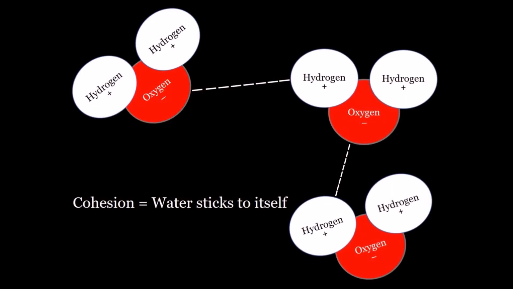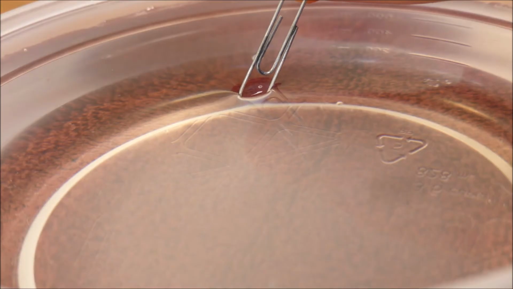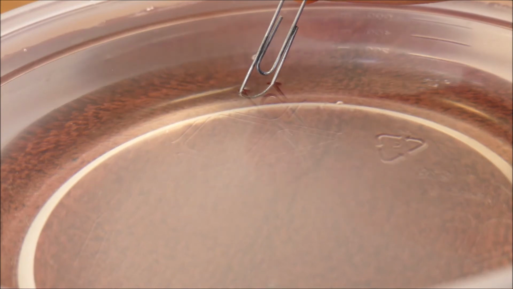In order to understand what's happening, we need to bring it back to that first property of water, cohesion. The bonds between the molecules on the surface of the water are strong enough that small things can stay on top, like our paperclip. This is called surface tension. If you push down hard enough or drop the paperclip in, the bonds will break.